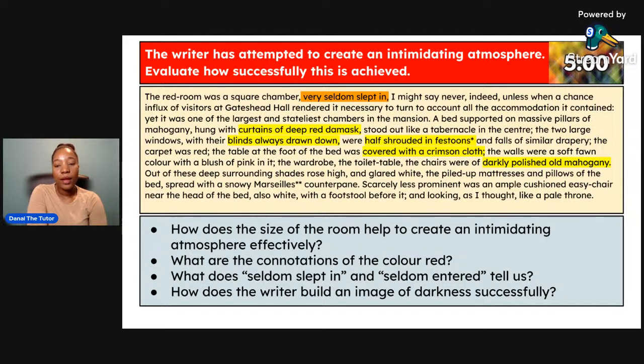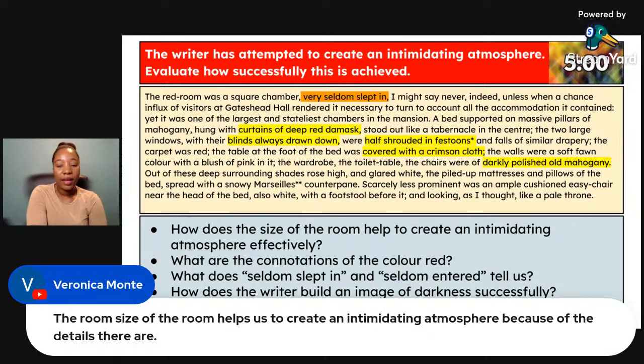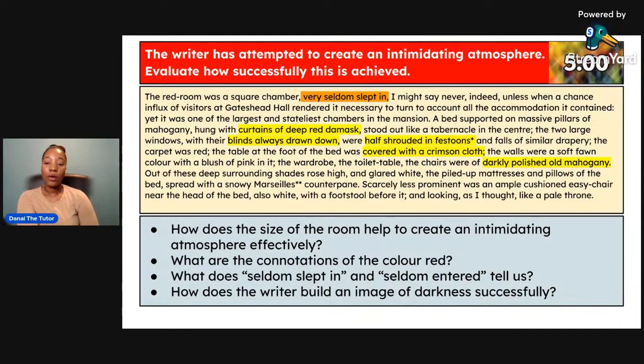Okay, good. So the size of the room helps us to create an intimidating atmosphere because of the details there. Good. So what you need to do is think more specifically. So the size of the room, is it a big room? Is it a small room? And then think about why that might be intimidating. You've mentioned the details. So I would say, give me an example. What do you mean by that? Which detail do you think is intimidating?